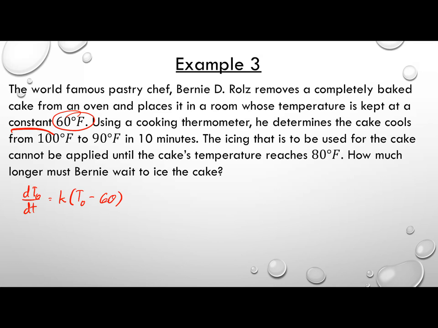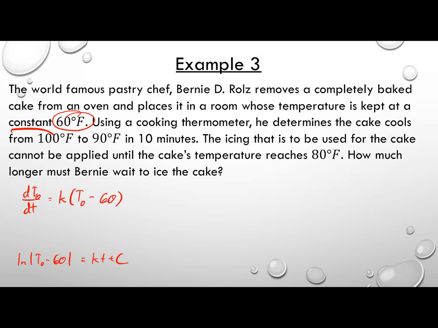Now at this point, this problem is very similar to example 2 in terms of finding the solution. In example 2, we had df over dt is equal to k times 900 minus f. So at this point, I would want you guys to try out and see if you can get this original solution equation on your own. After a little bit of work, you should get, skipping some steps here, ln of the absolute value of t sub 0 minus 60 is equal to k times t plus c.